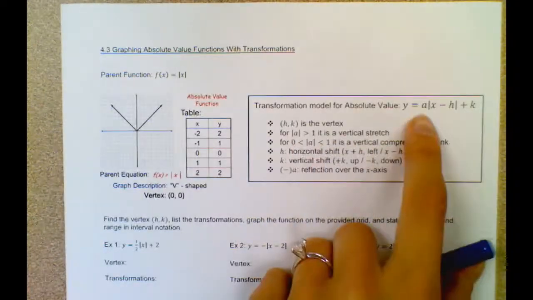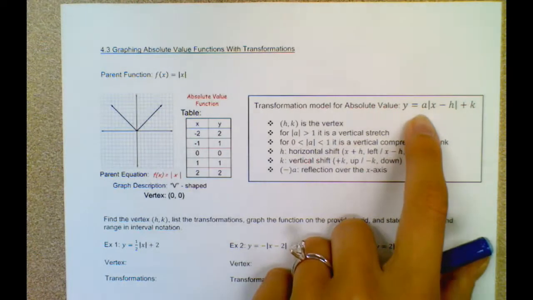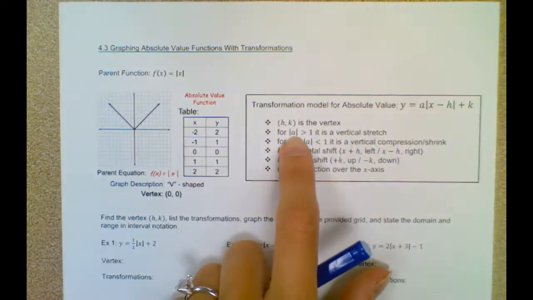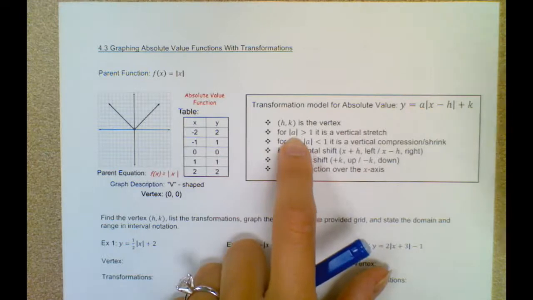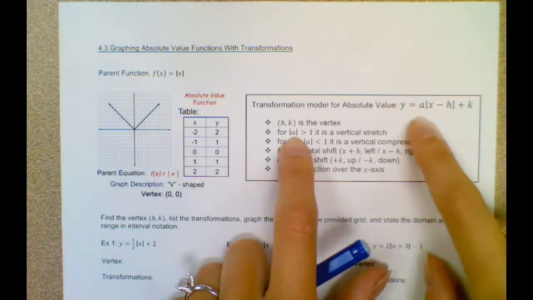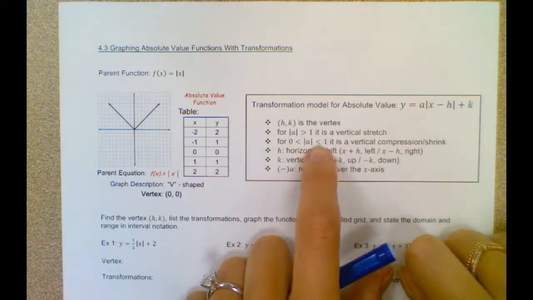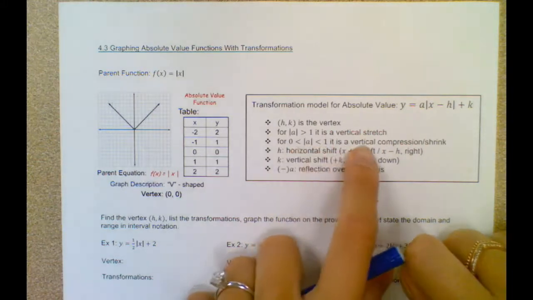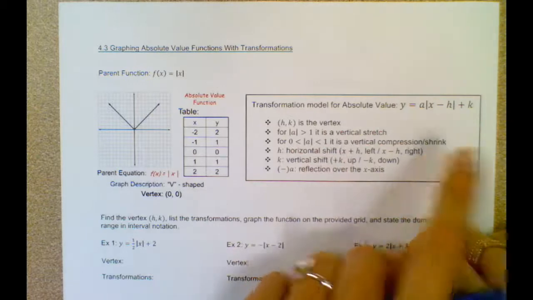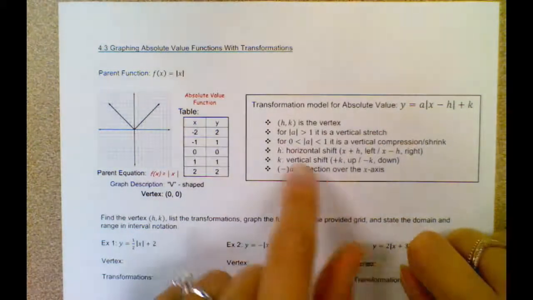All right, this A value tells you if you have a vertical stretch or compression. And so if the absolute value, which means take the A value and make it positive, is greater than 1, it's a vertical stretch. If it is less than 1 but greater than 0, it's going to be a vertical compression or shrink. However, whatever terminology you want to use is fine.